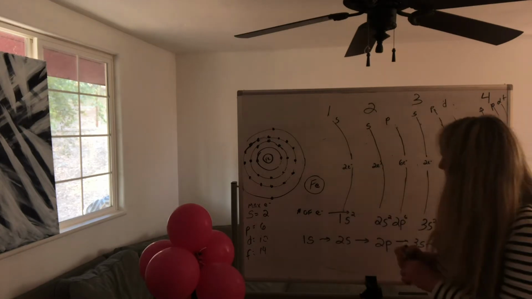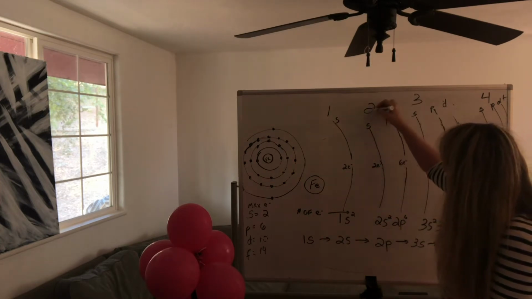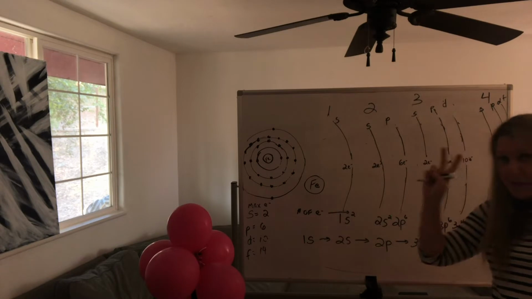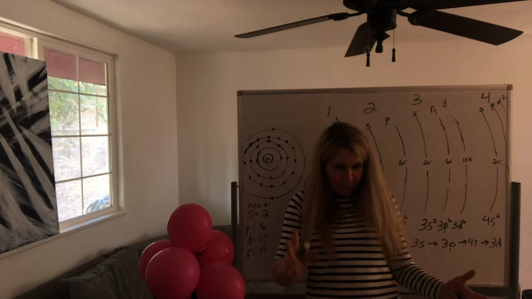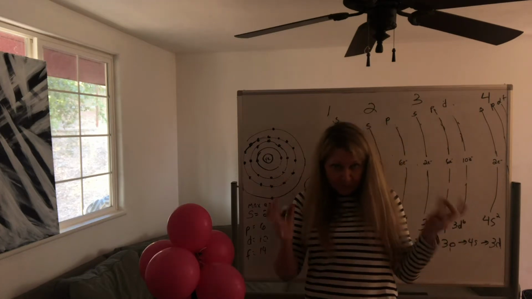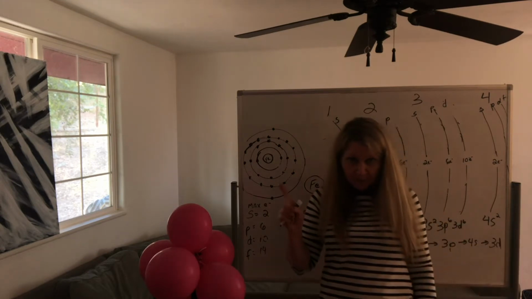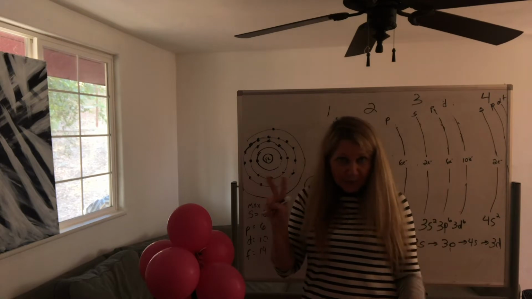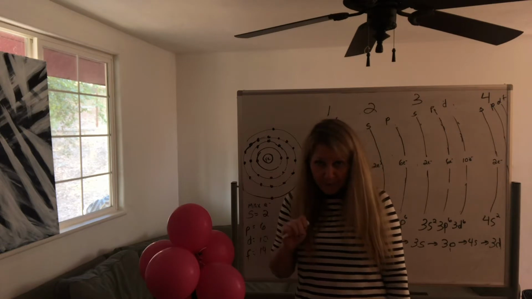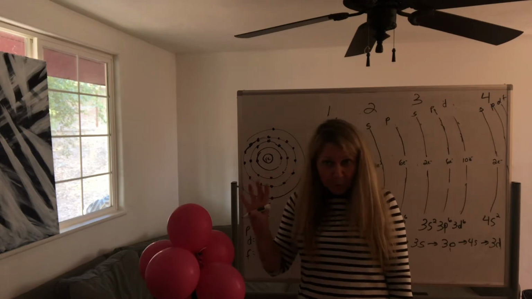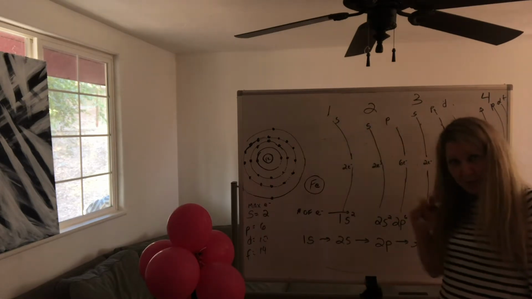If we look at the second energy level, this is made up of 2 sublevels. So if you notice, each energy level is made up of the same number of sublevels as the energy level number. So if it's energy level number 1, it has 1 sublevel. If it's energy level 2, it has 2 sublevels. If it's energy level number 3, it has 3 sublevels. If it's energy level 4, it has 4 sublevels, and so forth. Okay, so now we're looking at energy level 2, which has 2 sublevels.